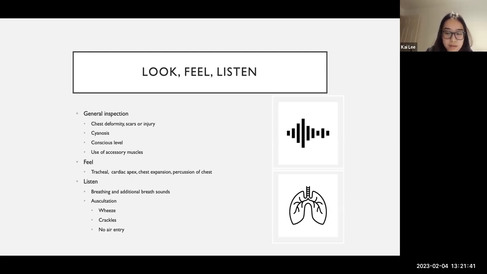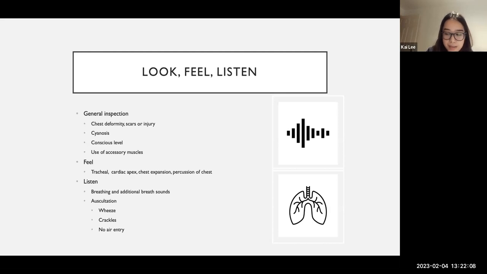You may hear sounds including wheeze and crackles. Wheeze would make you think of asthma, COPD. Crackles, if they're coarse, you want to think of secretions including blood or infection and pulmonary edema, whereas fine end-inspiratory crackles would make you want to think of pulmonary fibrosis. When there's no air entry is where you start to get a bit worried.